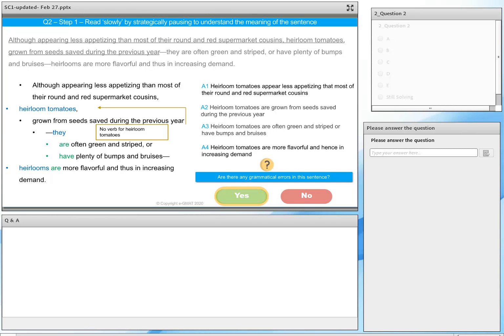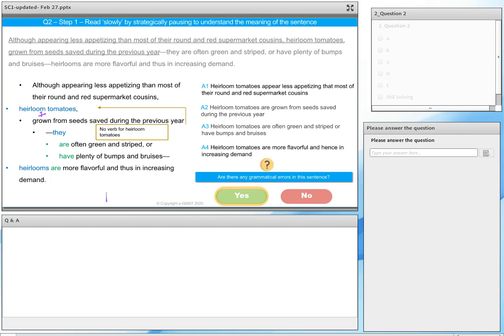So when we look, we see that heirloom tomatoes sitting here, and if you're thinking grown as that verb, which is where a lot of students go first, they try to make this that verb connection, but grown is actually a modifier here that's describing how heirloom tomatoes are grown, right? They're grown from seeds, so that's a modifier.